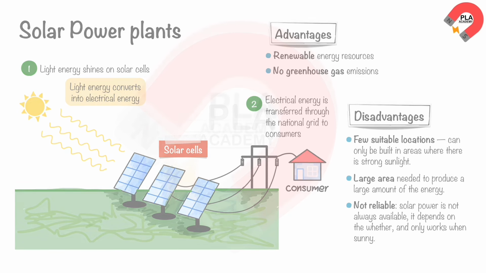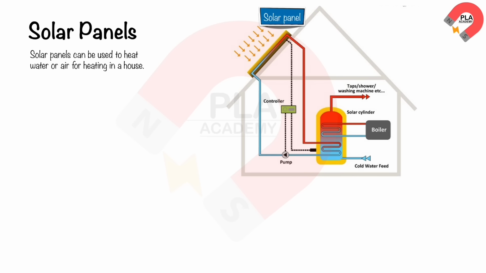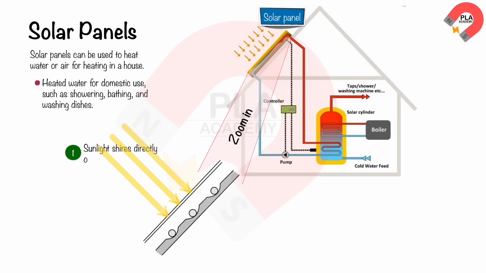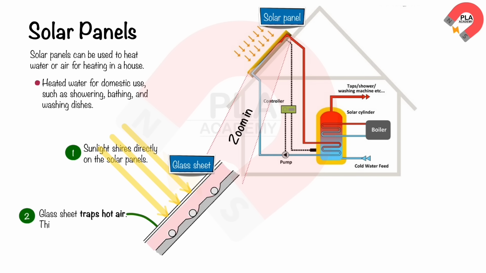Solar panels. Solar panels can be used to heat water or air for heating in a house. Heated water is used for domestic purposes, such as showering, bathing, and washing dishes. Sunlight shines directly on the solar panels. A glass sheet is coated with a substance that reduces the reflection of sunlight. The glass sheet traps hot air.